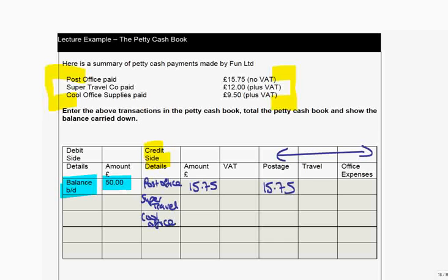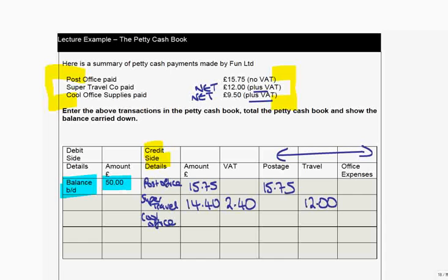Super Travel Company, now that's £12 plus VAT. So effectively they have given us here some net figures. So super travel, that's likely to be travel expenses. So I need to type in my £12. If it's a net figure, then I need to times that by 0.2 to get the VAT. So 12 times 0.2 is 2.40. And therefore, effectively 12 times 1.2, or if you like 12 plus 2.40, gets you 14.40.